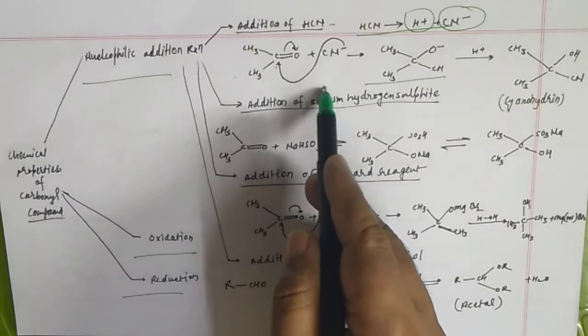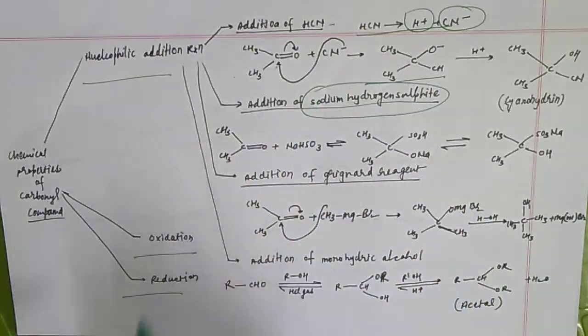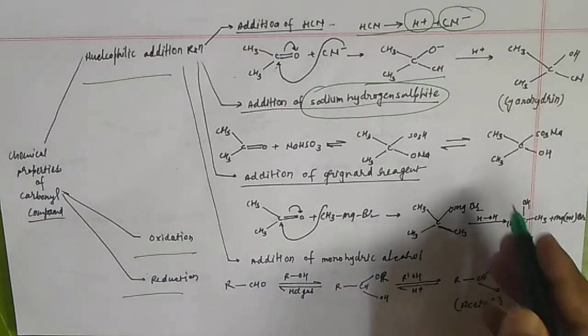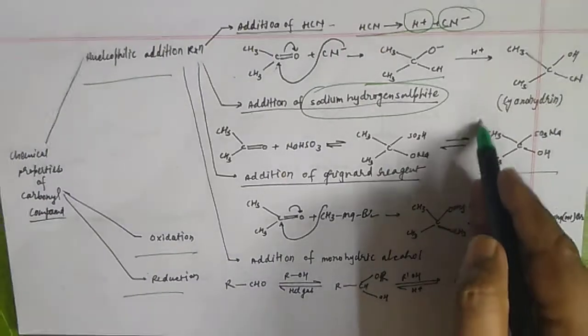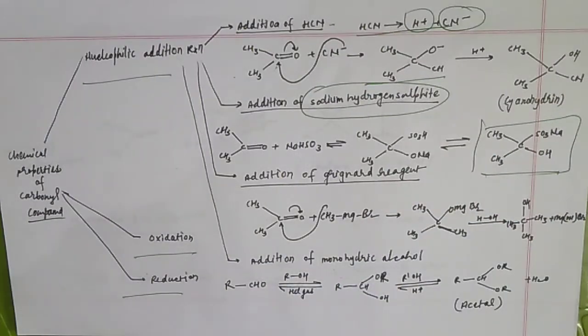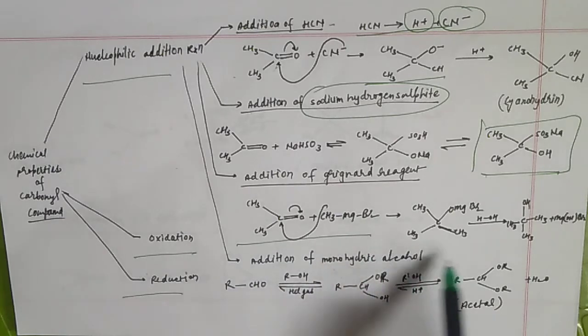Now the next one is addition of sodium hydrogen sulfite. When you treat the ketone or aldehyde with sodium hydrogen sulfite, it will give the product containing the SO3Na plus OH group. Now the next one is the addition of Grignard reagent. If you are heating the carbonyl compound with the Grignard reagent, it always gives the alcohols.